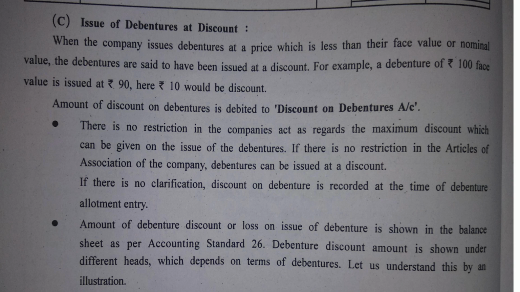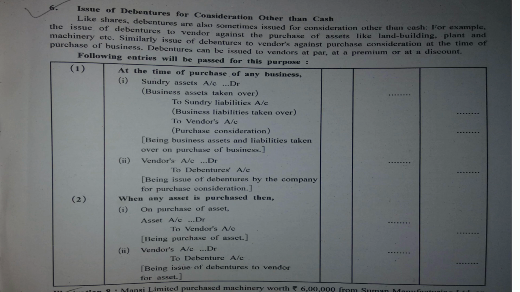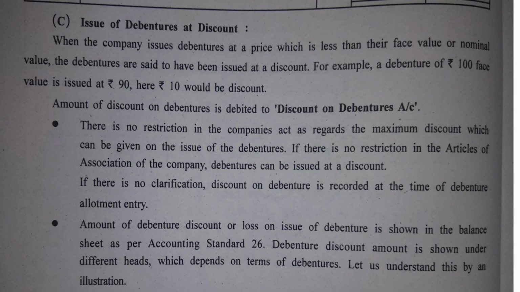You may please read the theory concepts. You should also go through the journal entries which are given on page number 73 about this topic. Yes, the journal entries for issue of debentures at discount. The journal entries are given on page number 73, previous to illustration 3.